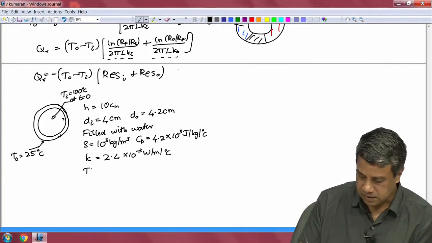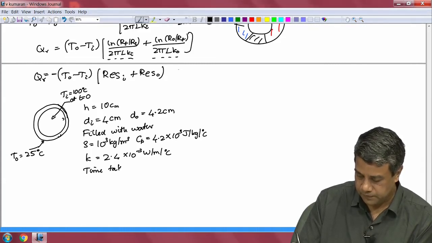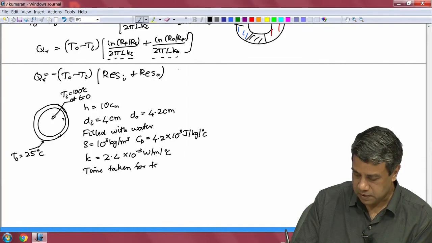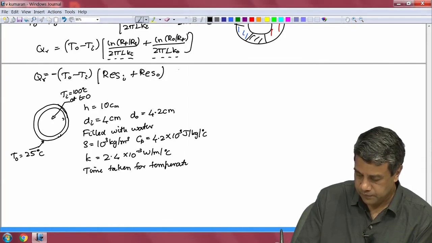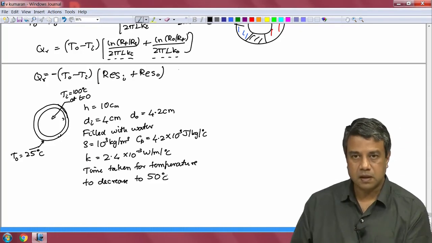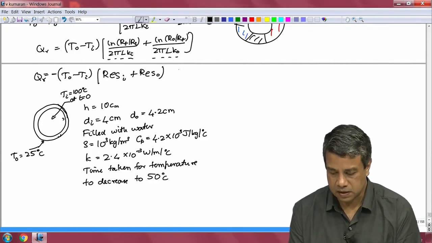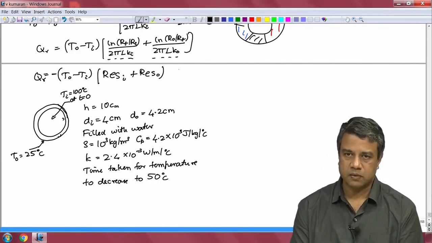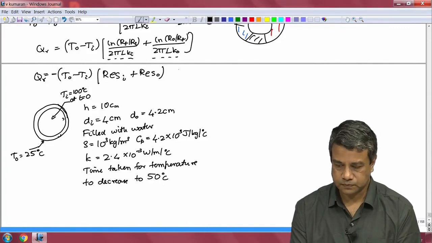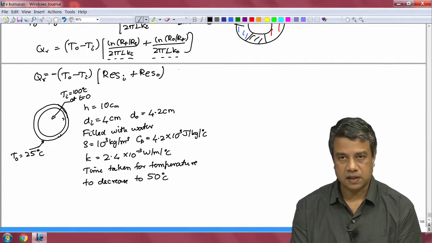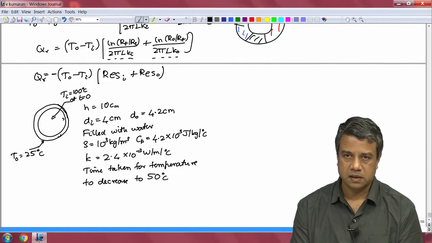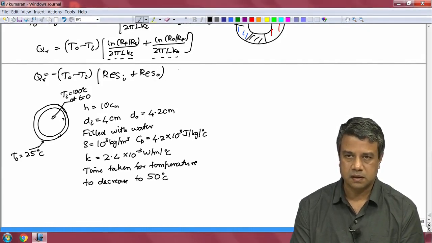And what I want to know is the time taken for the temperature to decrease to 50 degrees centigrade, assuming that the temperature of the water is uniform and all of the heat transfer resistance is due to the vacuum zone between the inner and outer cylinders. How long does it take for the temperature to decrease, and based upon that I can decide how long the flask will be useful.